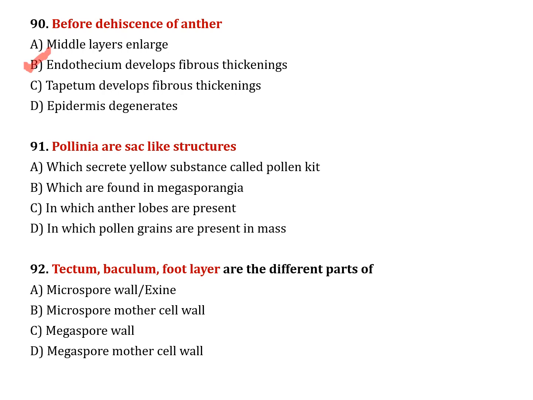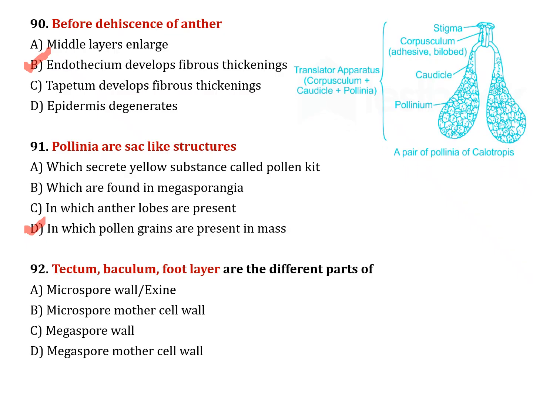The next question, number 91. Pollinia are sac-like structures: option A, which secrete yellow substance called pollenkitt; option B, which are found in megasporangia; option C, in which anther lobes are present; option D, in which pollen grains are present in mass. Correct answer is option D, in which pollen grains are present in mass. This is the structure of pollinia of a Calotropis plant. These are the pollinia and this is the pollinium. Inside this, many pollen grains are present.